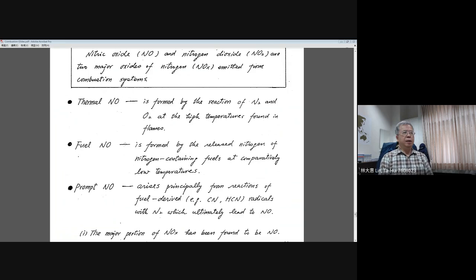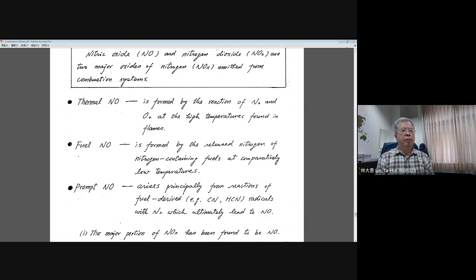Okay, the first one we call thermal NO. Thermal NO is formed in the reaction zone, especially from nitrogen and oxygen, and it requires a high temperature in the reaction zone. The second, we name it fuel NO, where the N, the nitrogen atom in NO, comes from the fuel. Therefore, fuel NO is formed by the released nitrogen of nitrogen-containing fuels at a comparatively low temperature.